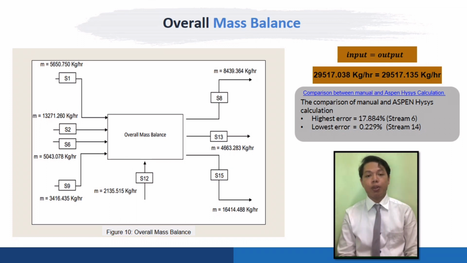and the amount of output mass flow rate is 29,517.135 kg per hour. Next, we also performed a comparison of the manual calculations and Aspen HYSYS, and overall, the percentage error for all streams did not exceed 20%. The highest percentage error is 17.884%, located at stream number 6, and the lowest error is 0.229%, located at stream number 14.